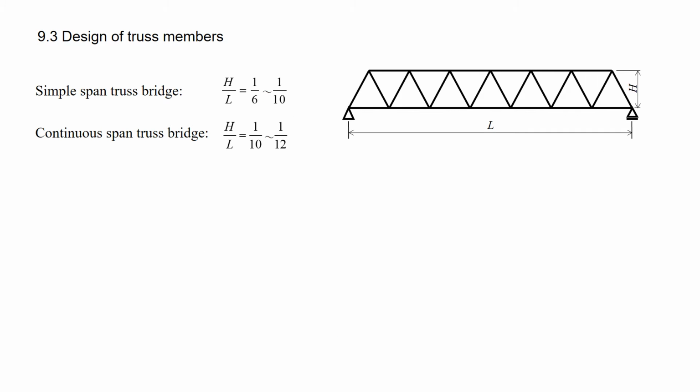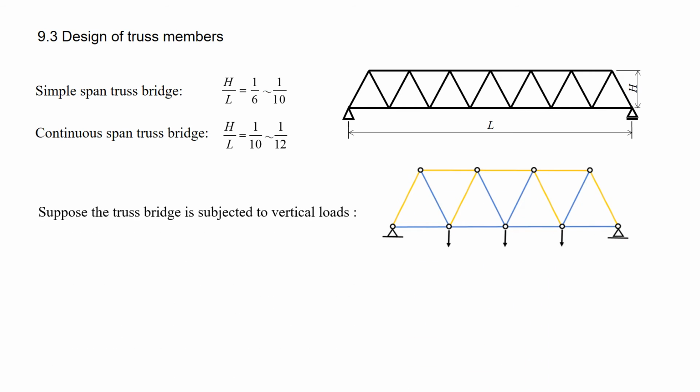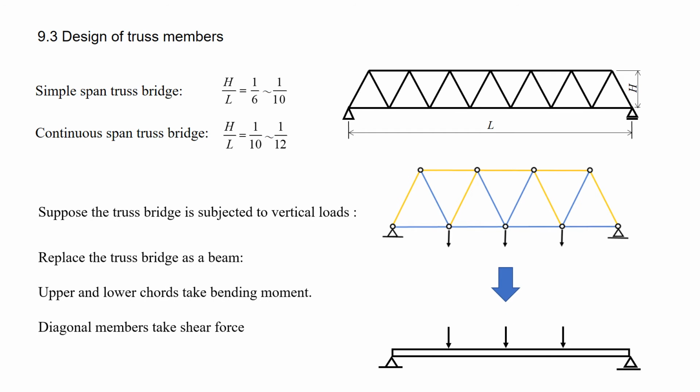9.3 Design of truss members. In general, the truss height over the length ratio H over L is 1/6 to 1/10 for the simple span and 1/10 to 1/11 for the continuous span. Suppose the truss bridge is subjected to vertical loads. We treat the truss bridge as a beam. Upper and lower chords take bending moment, and diagonal members take shear force.